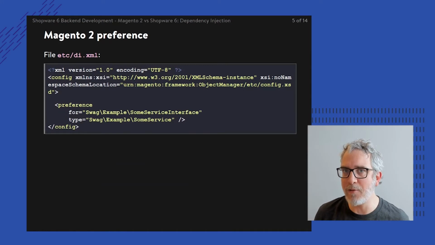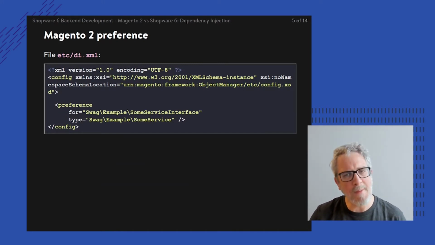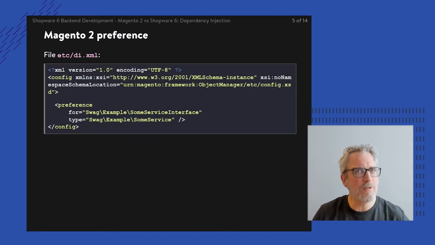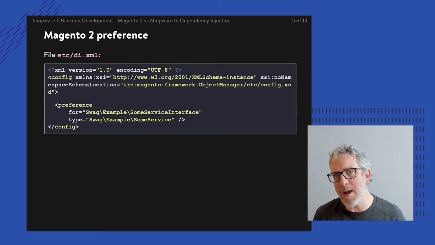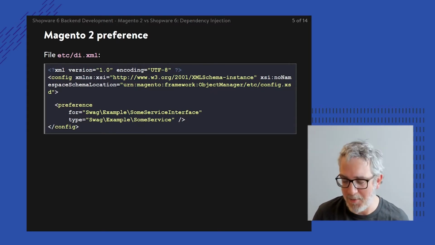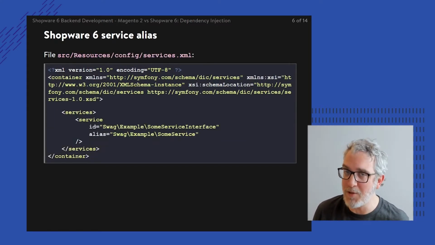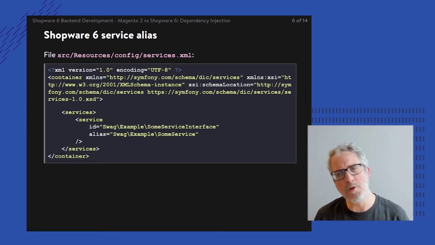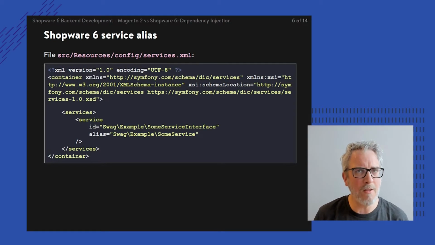A preference can be added to a di.xml file in your own module, and a preference maps the interface into a class. Thanks to this little translation we can inject the interface, and the object manager automatically takes care of this. So the big question is, does Shopware include a specific tool like this as well? Obviously it does. The Shopware specification boils down to a specific file, source resources config services.xml.